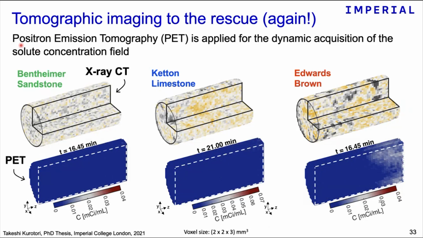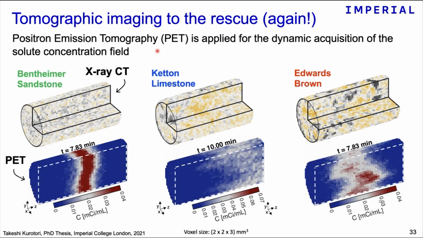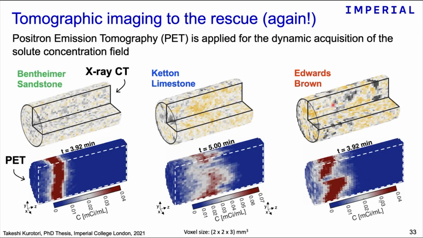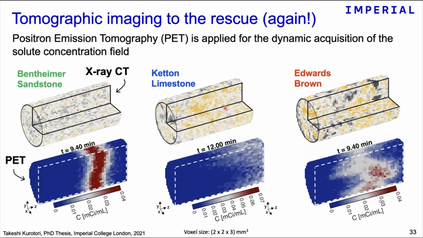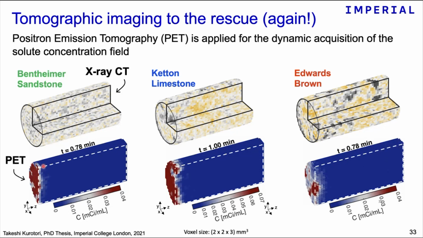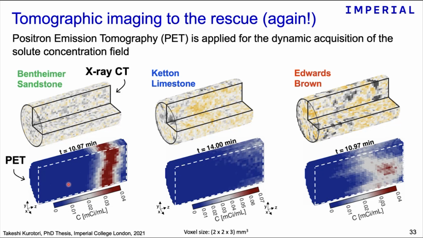In this case, we used a different tomographic technique called positron emission tomography, which allows you to monitor the displacement of a radio tracer in space and in time, right? And you see here the 3 rock samples that I just discussed, their porosity distribution on the top, and on the bottom you see the sort of information you obtain from these tomographic experiments, where you see clearly this pulse of tracer moving through the rock sample, right?